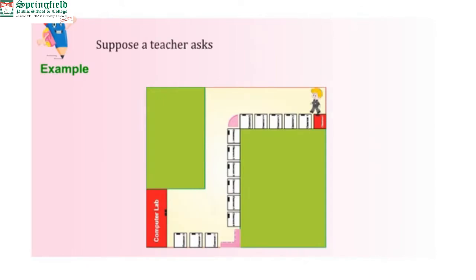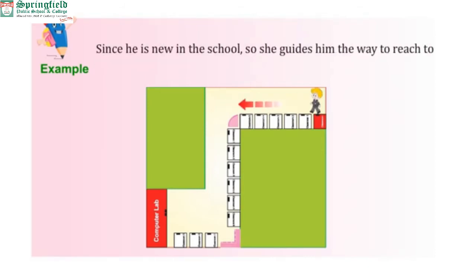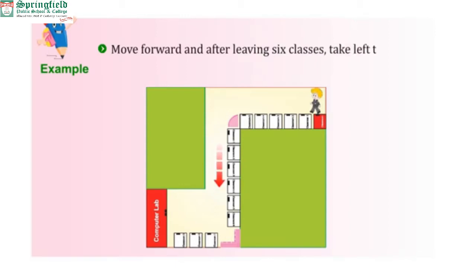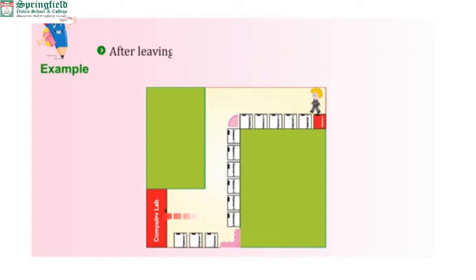Suppose a teacher asks Kabir to bring notebooks of his class from the computer lab. Since he is new in the school, she guides him the way to reach the computer lab. She gives instructions to Kabir in the following manner. Move left from the class and go straight. After leaving 5 classes, take a right turn. Move forward and after leaving 6 classes, take left turn. After leaving 3 classes, you will reach the computer lab.